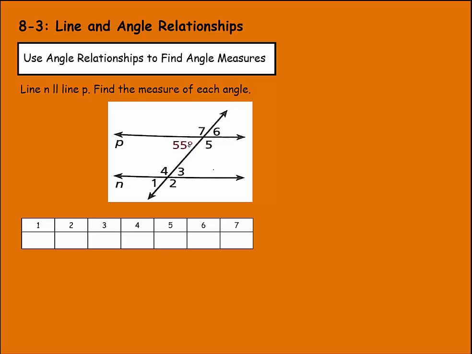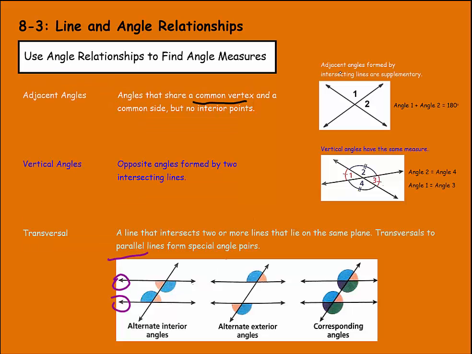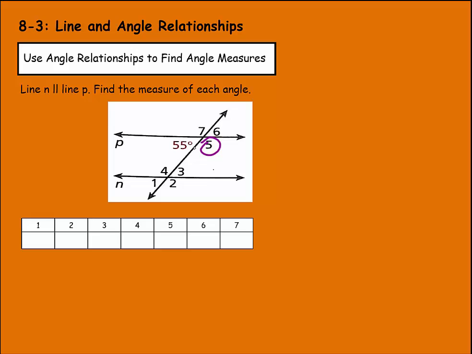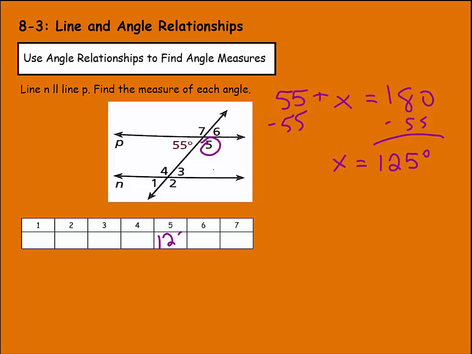For example, I know that this 55 degrees and this 5 are adjacent angles. Remember our last thing we talked about, adjacent angles are supplementary. So 55 and angle 5, 55 plus x, because I don't want to say 5, equals 180 degrees. Subtract 55. So then x would equal 125 degrees. So we figured out angle 5.